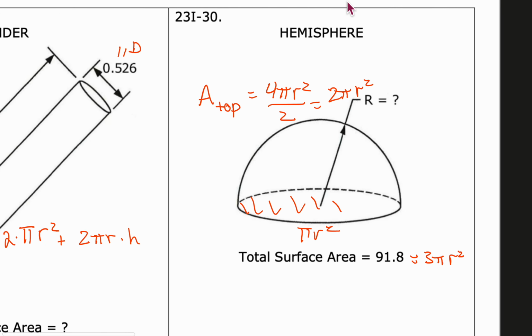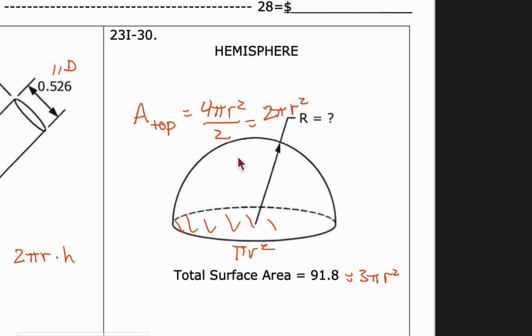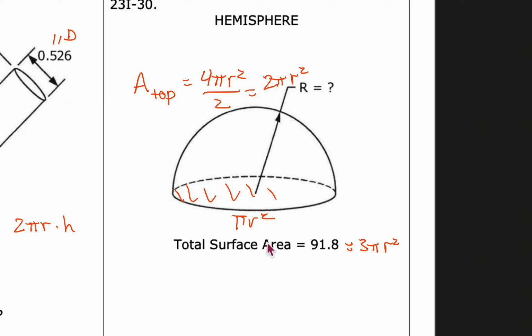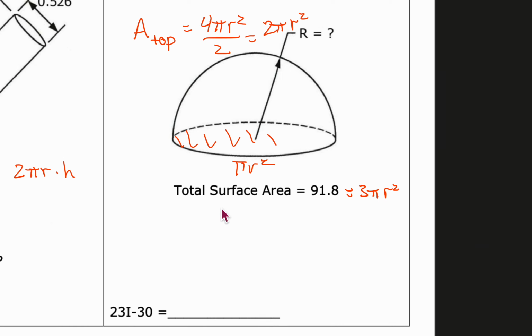Let's finish with number 30. On number 30, they give us the total surface area of the shape, which is a hemisphere. And they want us to find the radius. Well, the area of a hemisphere in totality is going to be the bottom area, which is pi r squared, plus the area at the top. Now, the area of the top is going to be half the area of a sphere. So in this case, we take the area of a sphere, 4 pi r squared, cut it in half, 2 pi r squared, plus pi r squared gives us 3 pi r squared.